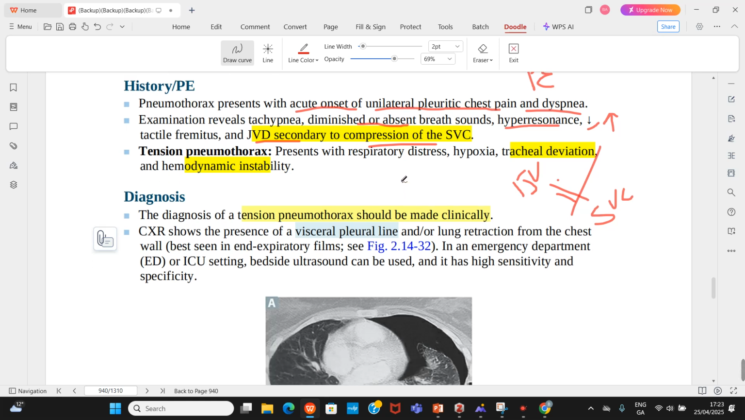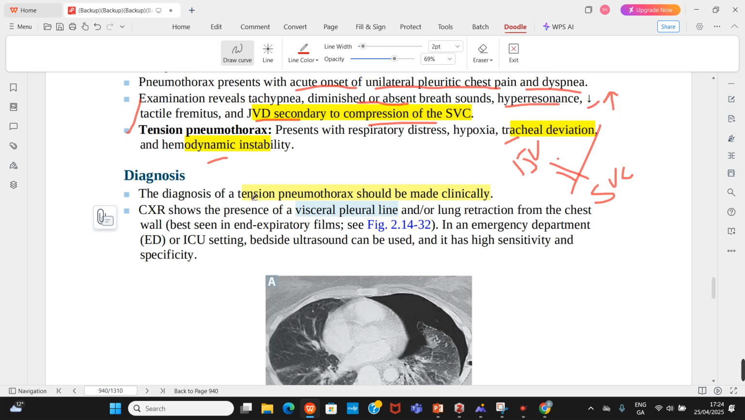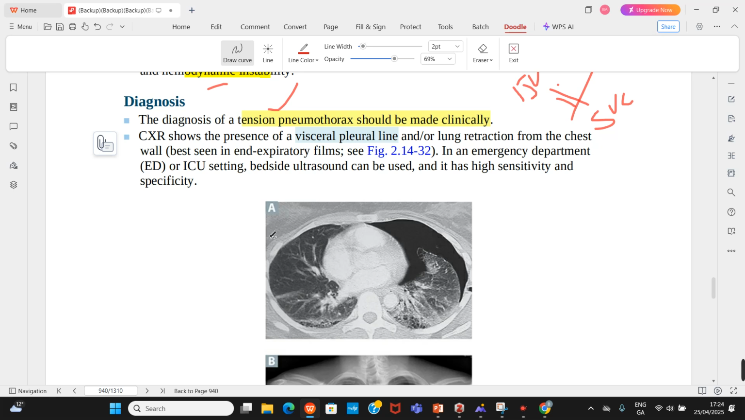So in tension pneumothorax, there's going to be tracheal deviation and hemodynamic instability. Very, very important. Hypotension and tracheal deviation, you can quickly use that to nail tension pneumothorax. And this is very important because the approach to management differs. Don't forget, in tension pneumothorax, you don't wait for x-ray. You nail the diagnosis clinically by your examination and your history.